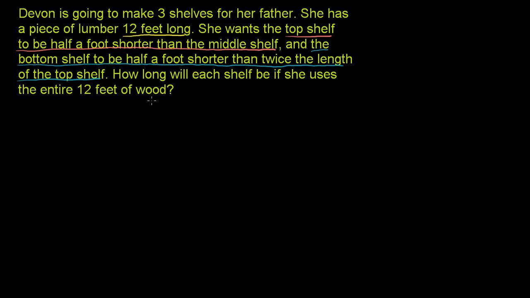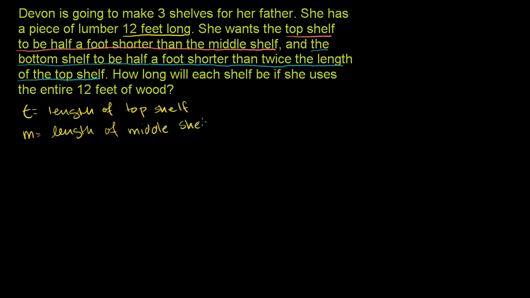So let's define some variables for our different shelves, because that's what we have to figure out. We have the top shelf, the middle shelf, and the bottom shelf. So let's say that t is equal to the length of the top shelf, t for top. Let's make m equal the length of the middle shelf, m for middle. And then let's make b equal to the length of the bottom shelf, b for bottom shelf.